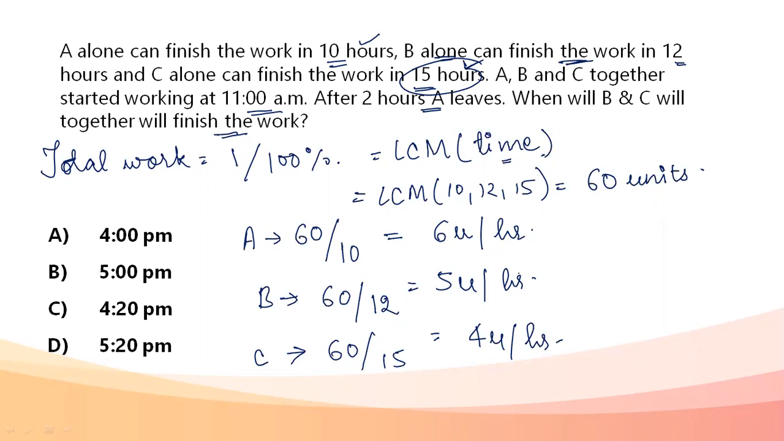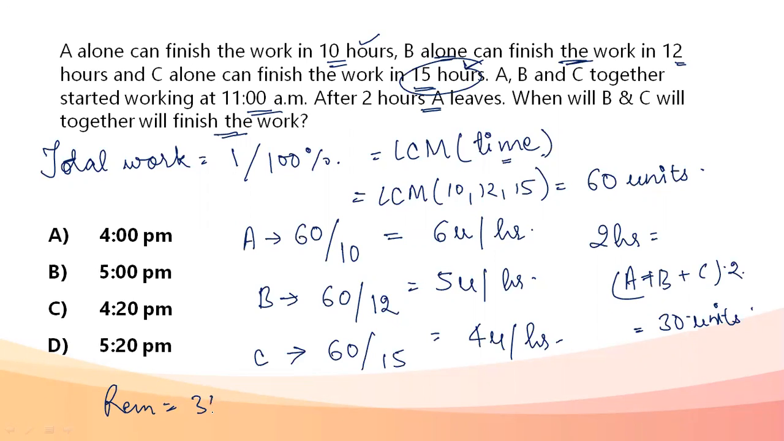All this is okay. After that, it is given after 2 hours A leaves. That means for first 2 hours, all of them were working together. So A, B, and C, they were working together. How much work they have done is A plus B plus C into 2. That is 6 plus 4 plus 5, 15 into 2. In 2 hours, they have done 30 units of work. Remaining work becomes 60 minus 30, that is 30 units.